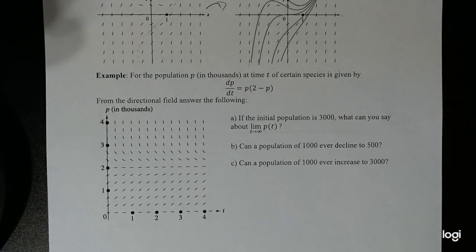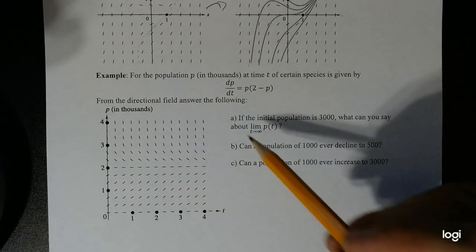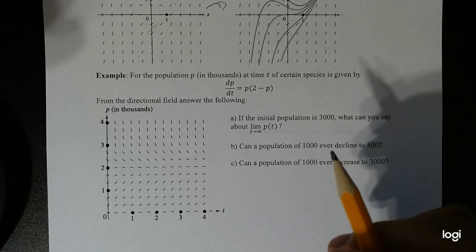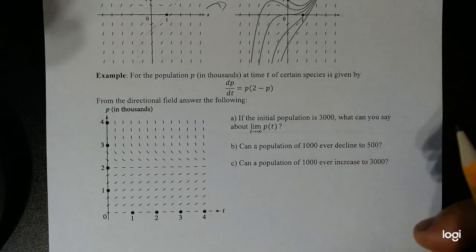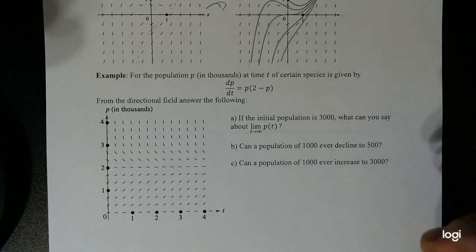So the population p in thousands at time t of a certain species is given by this equation. From the differential field given, using our differential field, let's answer these questions. The first one is, if the initial population was 3,000, what can we say about the limit as t goes to infinity of our function?